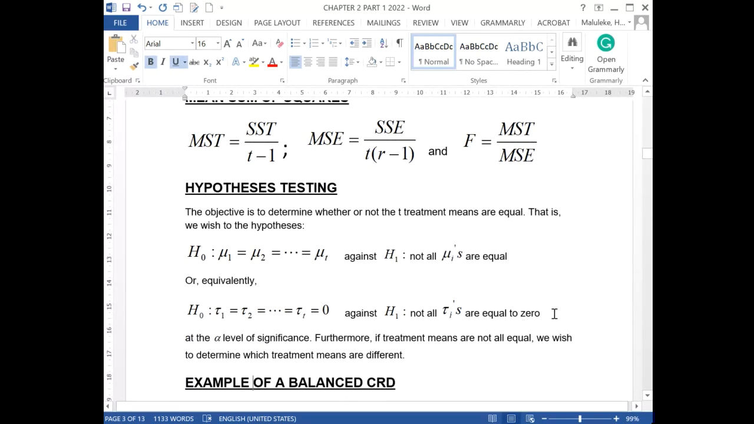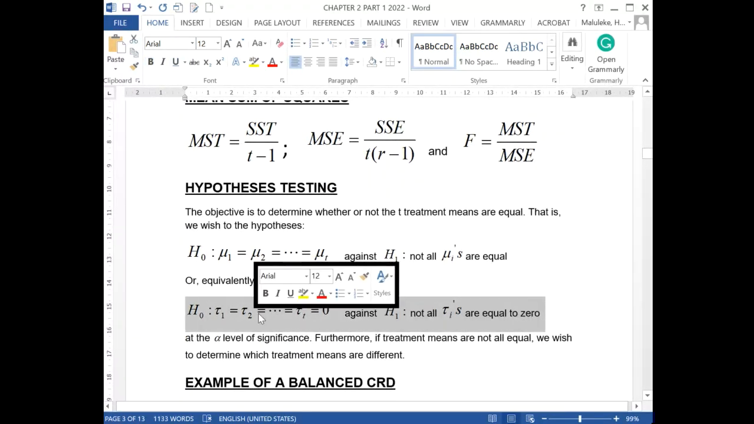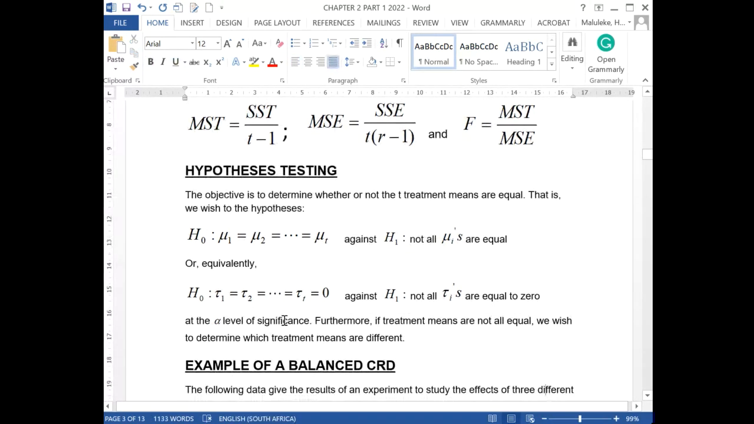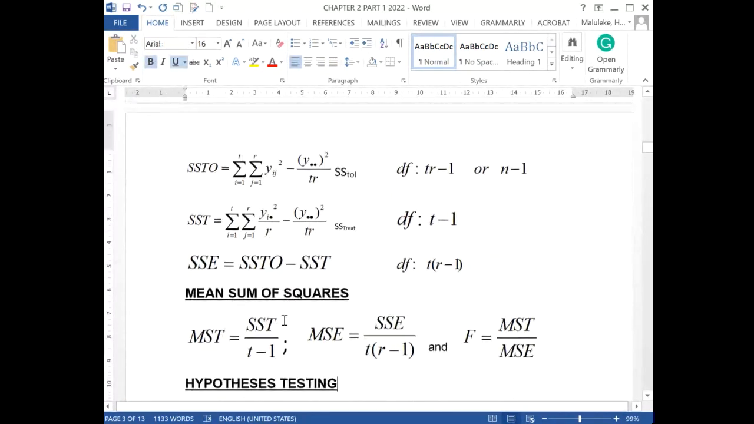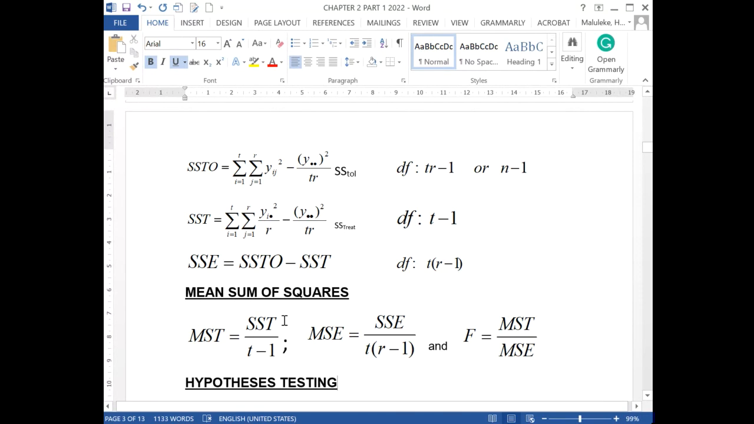So sometimes you can write the hypothesis using that format, still fine, just the notation. I have an example here. I asked you guys to copy these formulas. Please, for those who didn't copy, please copy them, because I want us to do this example.